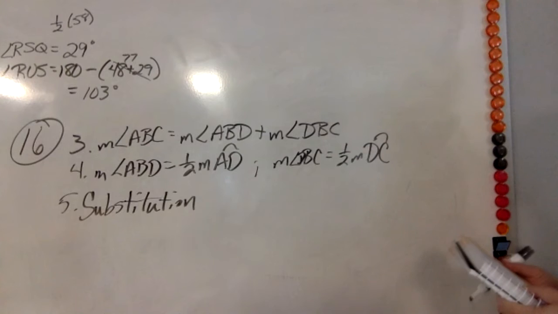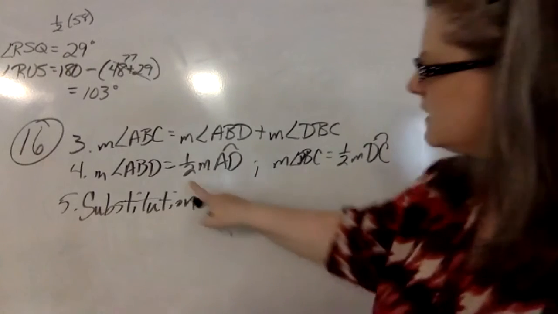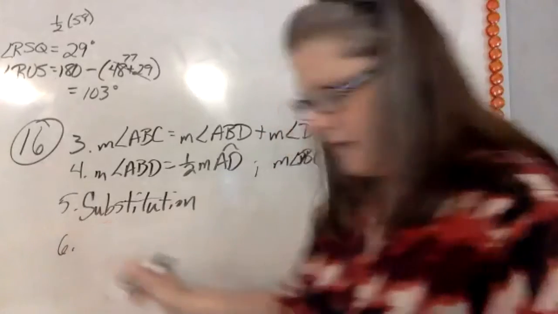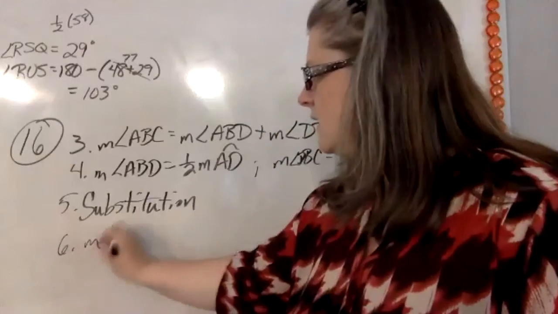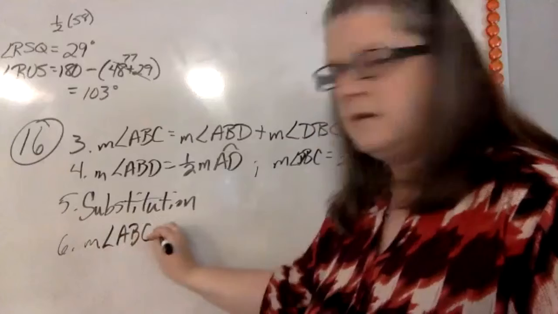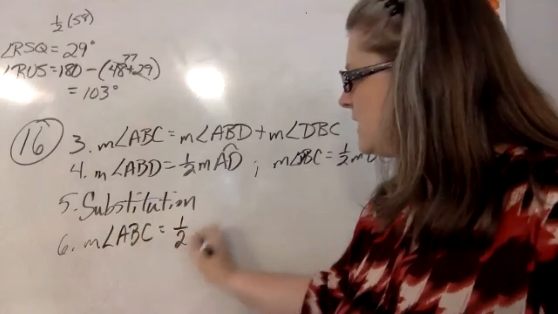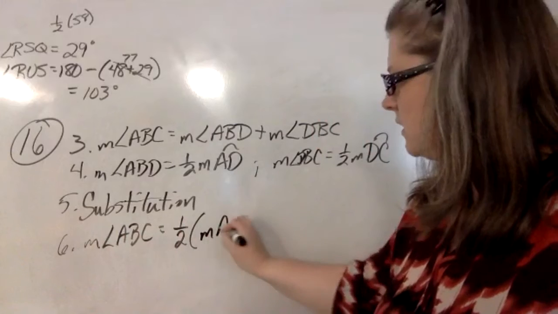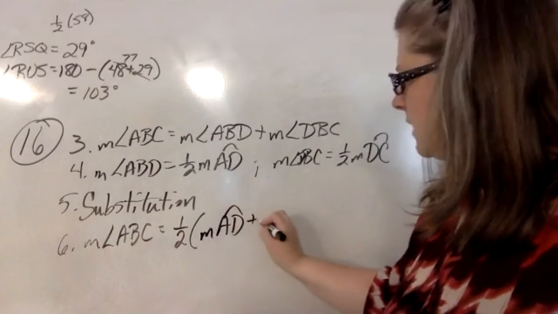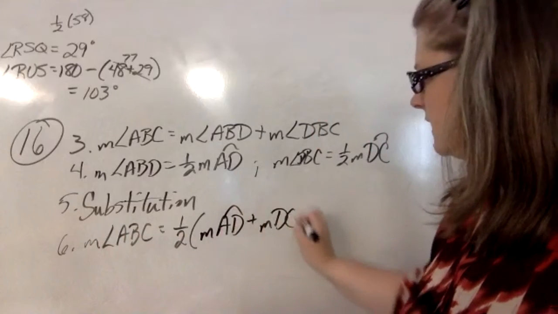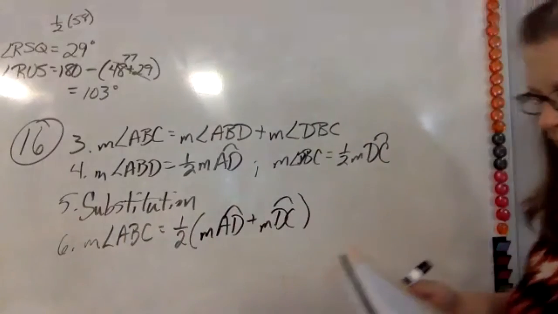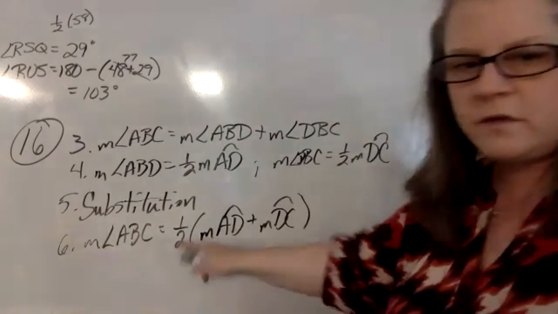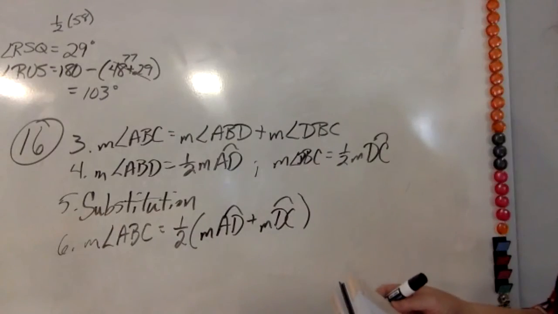Okay, for number 6, you'll notice that in here they had half in both of them. So what they did is they took measure of angle ABC is equal to 1/2, they just moved the 1/2 out front, measure of arc AD plus measure of arc DC. Because they said they did distributive property. They took what they had in common and put it out front in front of the parentheses.